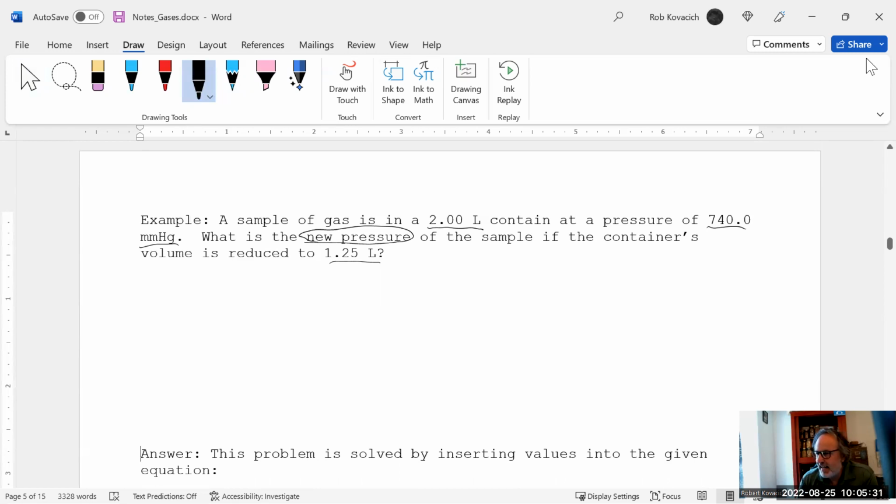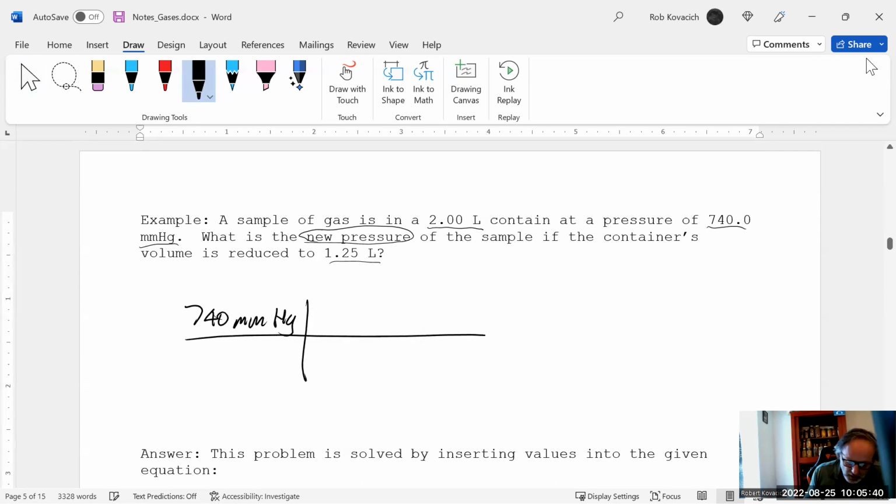Okay, so what I need is an answer that has a pressure unit. So I'm going to start my railroad track off with 740 millimeters of mercury. So what is going to happen when the size goes from 2 liters to 1.25 liters? What will that do to the pressure? So I've taken a container and I've squished the container, and it's a smaller container. So what's going to happen to the pressure of the gas inside that container? The pressure is going to go up.